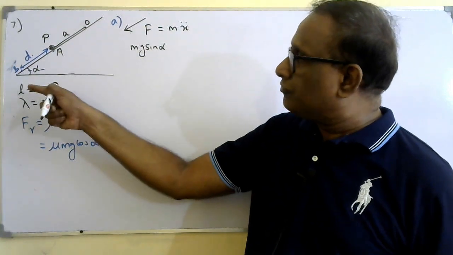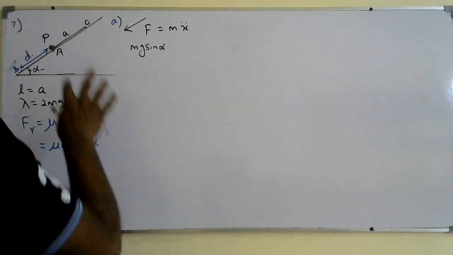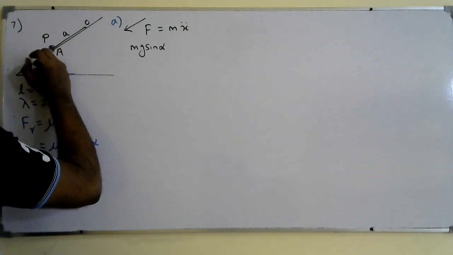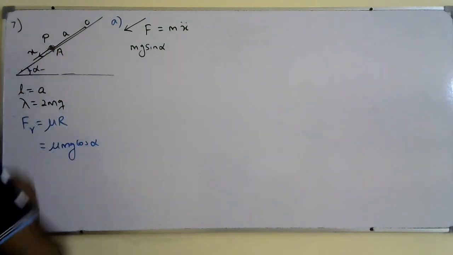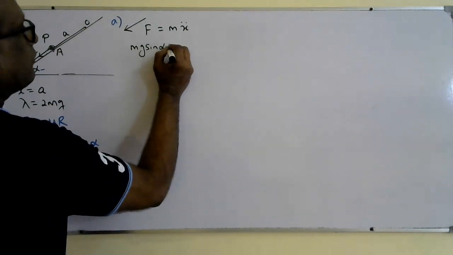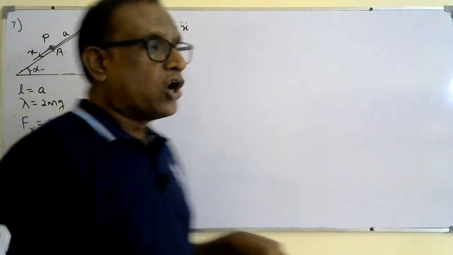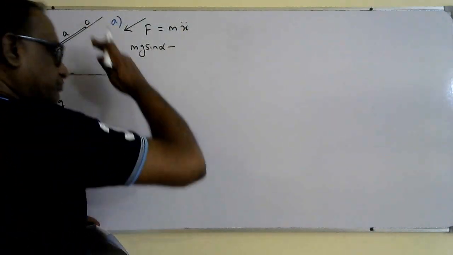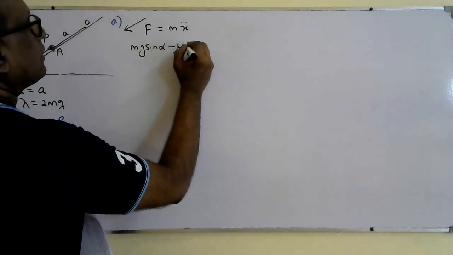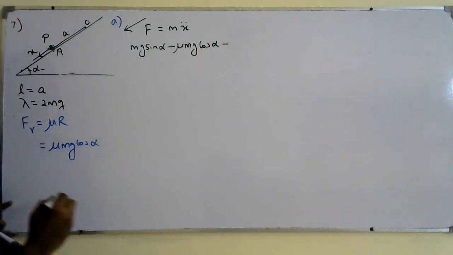So along the direction of motion, from A, we are going to measure the displacement x. So that displacement x we are going to consider from point A. We should take the direction of displacement as positive. So mg sin alpha is along the plane downwards. When we consider the friction, that is acting in the upward direction, F equals mu R. R is the normal reaction to the plane, and R equals mg cos alpha. So that's going to be mu mg cos alpha.